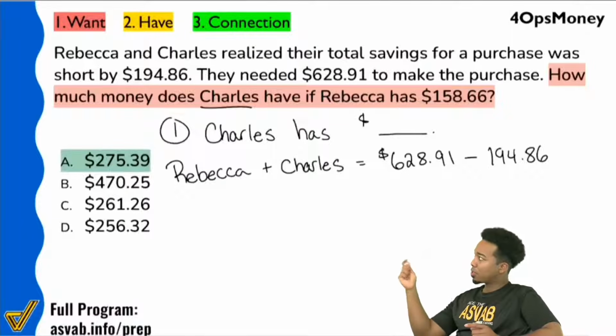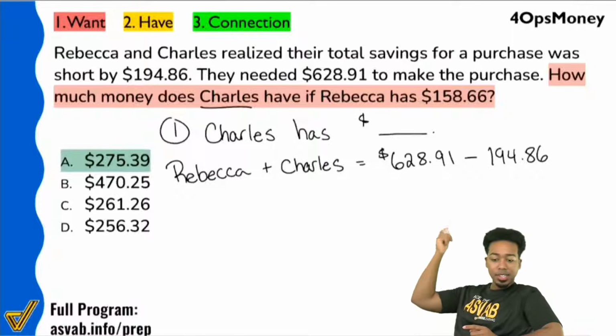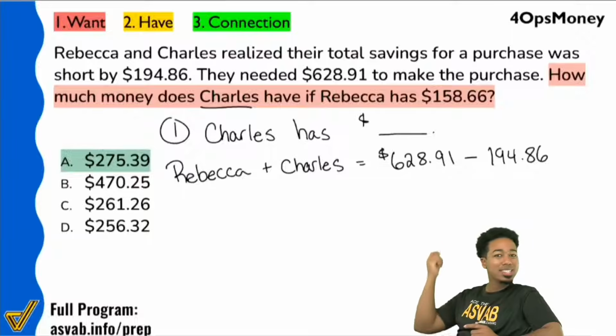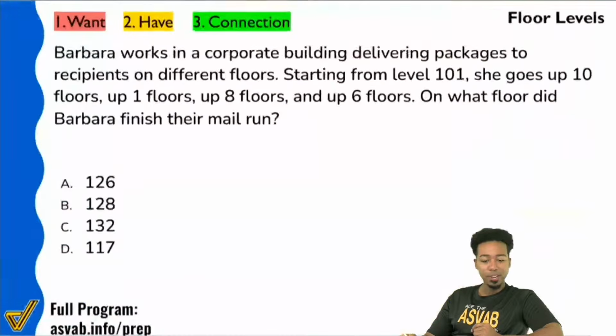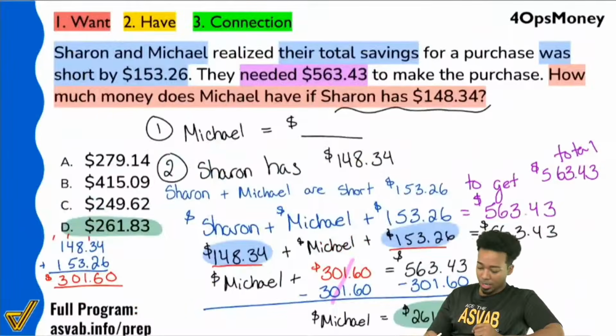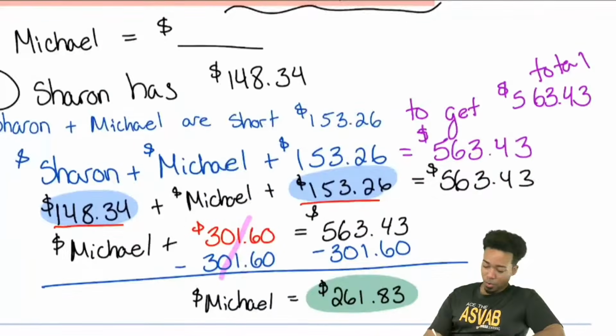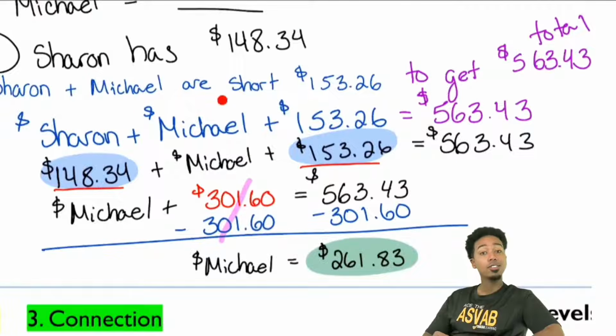Did anybody else show it that way, where they said Rebecca plus Charles is the total amount of money, but you got to take away that $194.86 because they're short by that much money? And it's honestly the same exact thing as the other way when you think about it. Everybody, let me just show you. If we're going over here, take a look. It's the same thing. Sharon, Michael, and the 153 equals all that.